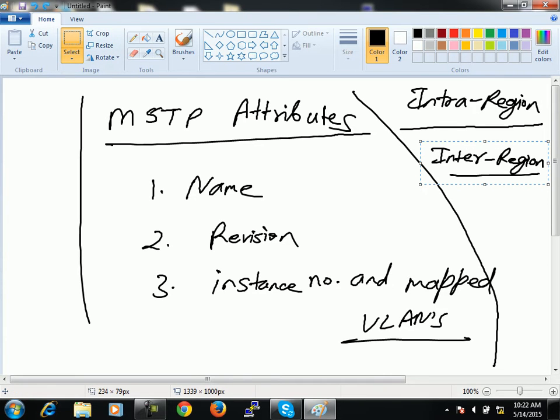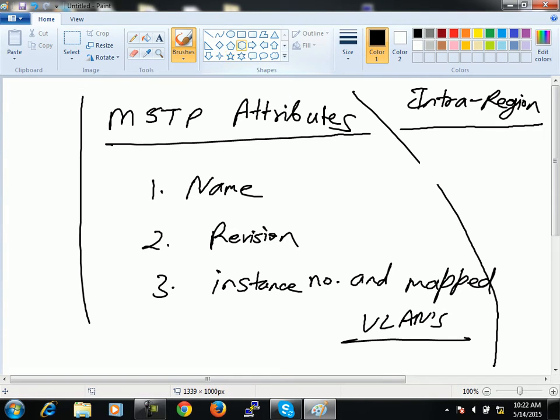If you are talking about intra-region, it means we are talking about a single MST domain, isn't it? If you are talking about intra-region MST configuration, in that case all switches must have the same MST attributes: same name, same revision number, same number of instances, and same mapped VLANs in those instances. This is mandatory: all MST attributes must match on all switches in a single region.